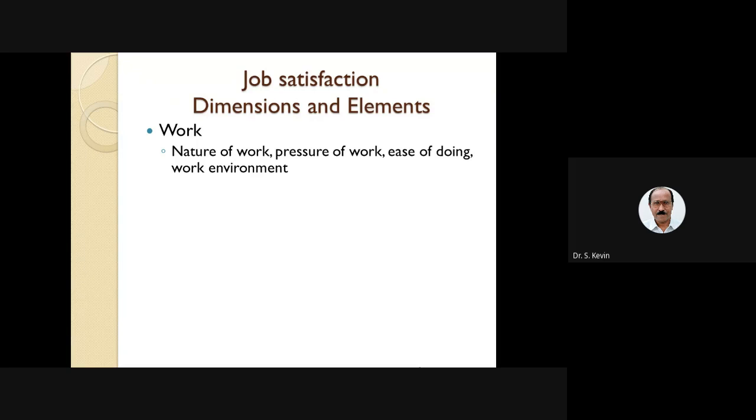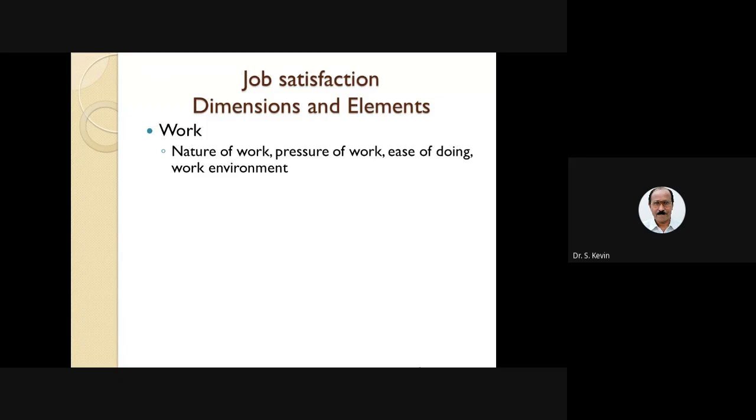That is the dimension. That again is broad. That work has again different aspects. One aspect of job satisfaction is the satisfaction regarding the work. The word work itself has different subdivisions. It comprises the nature of the work. Read it carefully. Nature of the work, pressure of the work, ease of doing the work, and the work environment where you are sitting and doing the work. So all this is part of the common term called work. Work is a common term, a dimension.